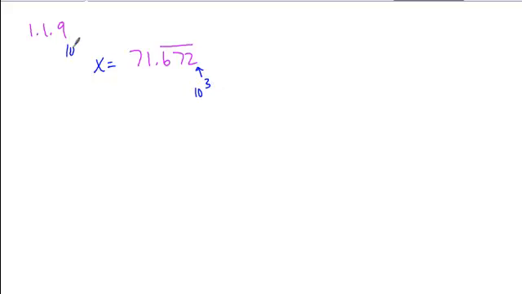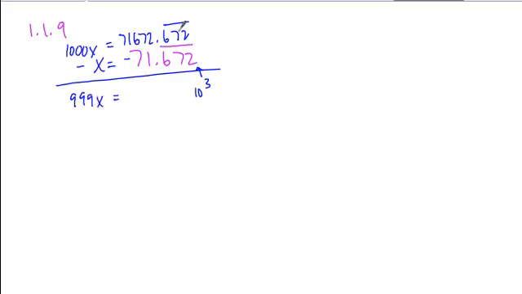1,000 times 71.672 repeating is 71672.672 repeating. Subtract both sides of your equation. That gives you 999x is equal to... The 0.672 repeatings will cancel. We're left with 71601. Divide both sides here by 999, and when you do, you get your solution.